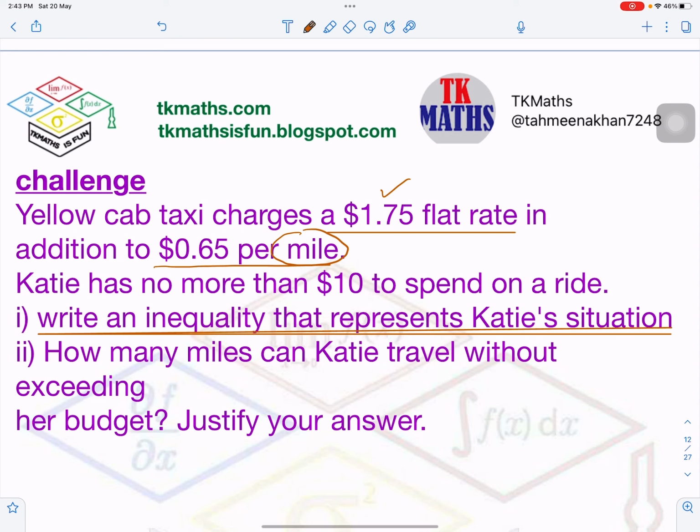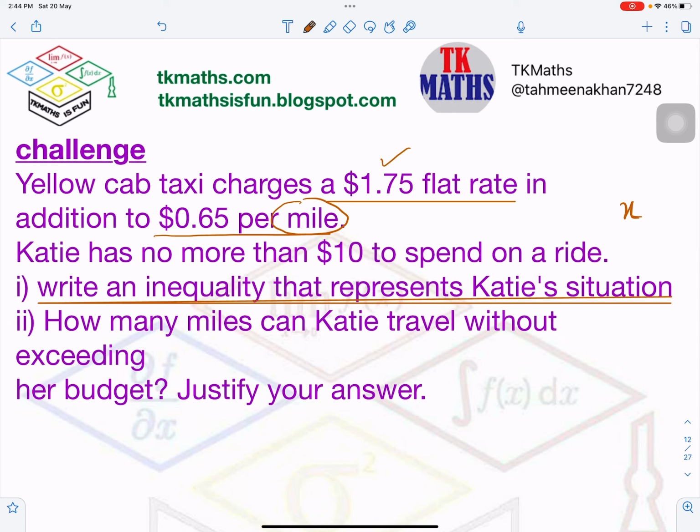So when we don't know something and we are solving in maths, we represent it by a letter, right? That's why algebra is introduced there. So I will say let x represent miles, right? So I will say 0.65. This will be the charges for every mile. If it is 1 mile, 1 multiplied by 0.65. If it is 2 miles, then I will write 2 multiplied by 0.65. So that will give me how much I will pay for every mile.